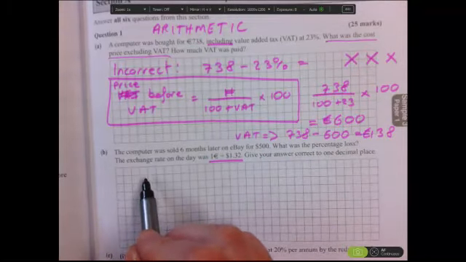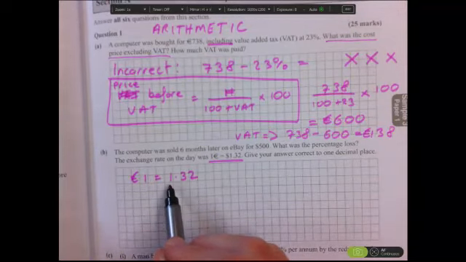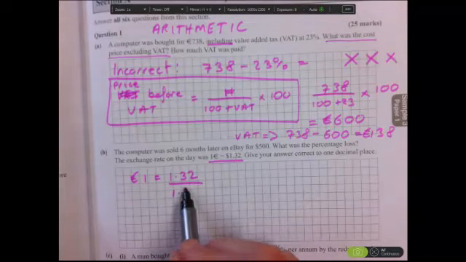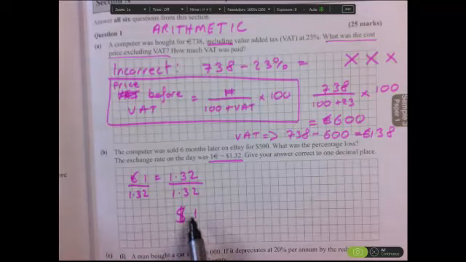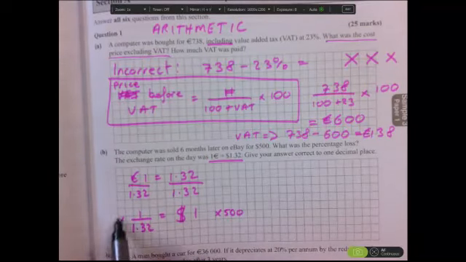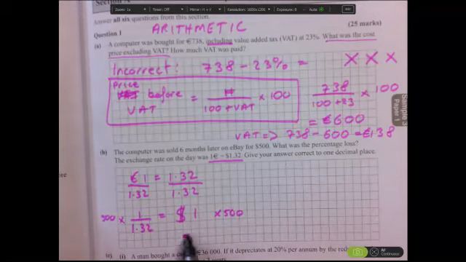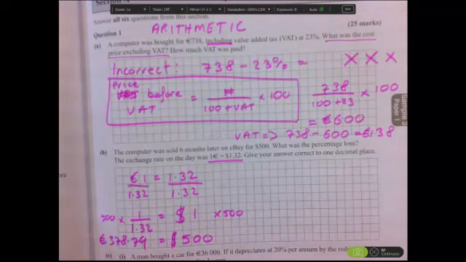We're going to say if €1 is equal to $1.32, well then if I want to get what $1 is, I have to divide both sides by 1.32. So now I know $1 is equal to 1 over 1.32. If I want to know what $500 is, I have to multiply both sides by 500. So $500 is going to equal 378.79 euros.